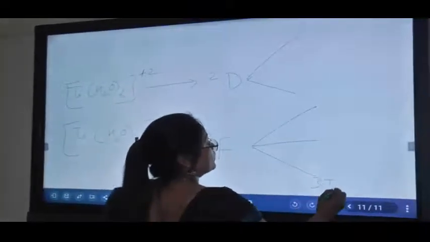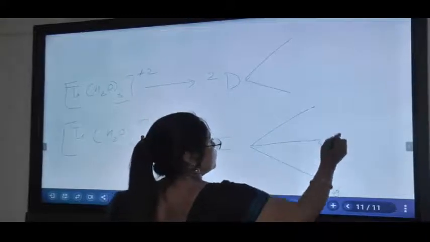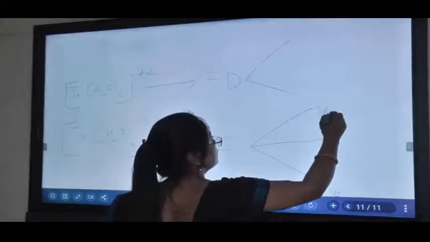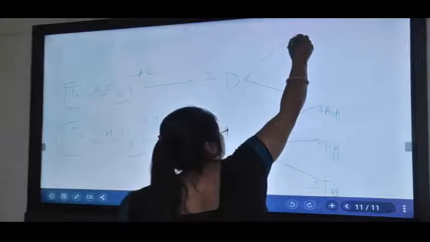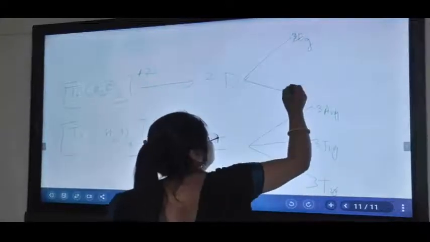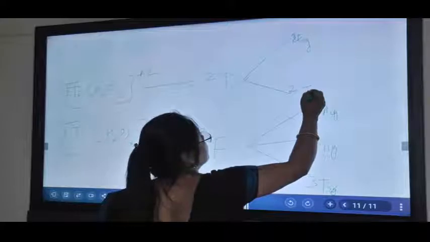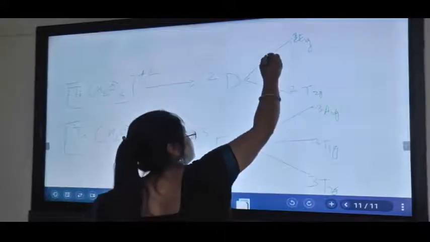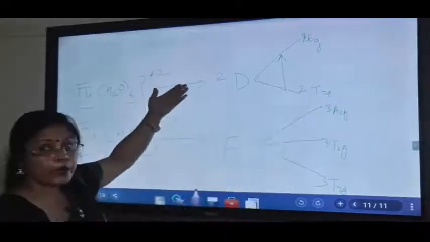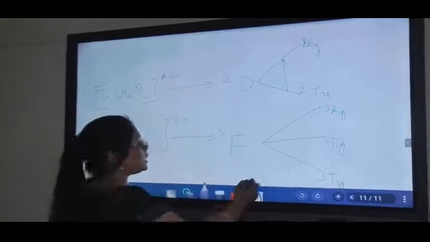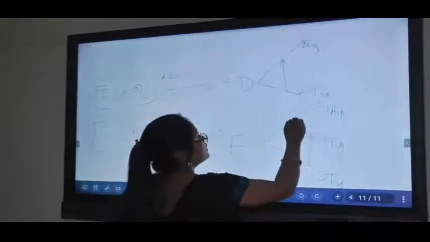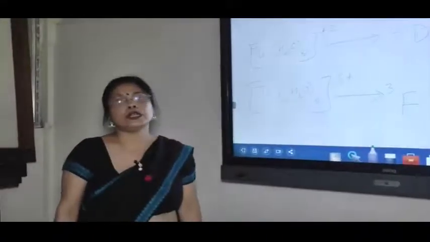So, this is the splitting for 3F, this is for 2D. This is one transition or one spectral line for 2D, and this will be two transitions or two spectral lines for 3F or D2. Now, the d orbital can take a maximum of 10 electrons, from D1 to D10.